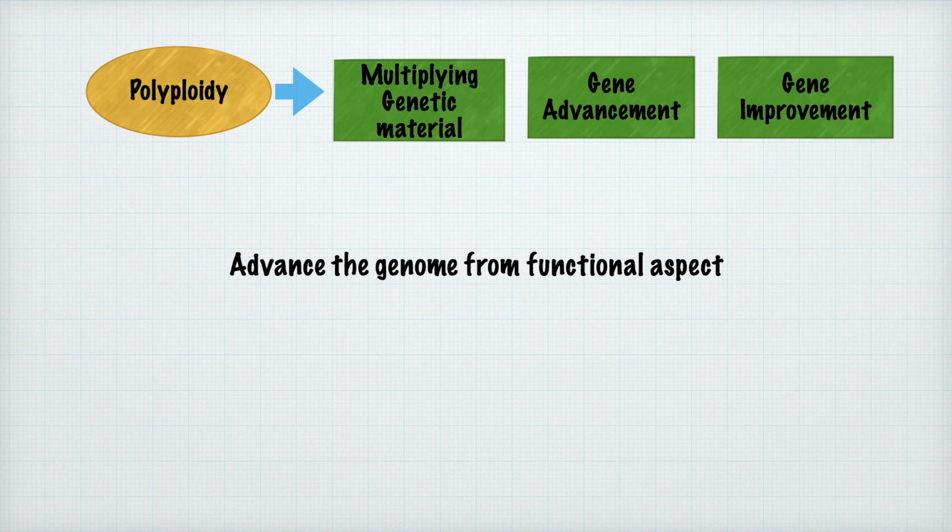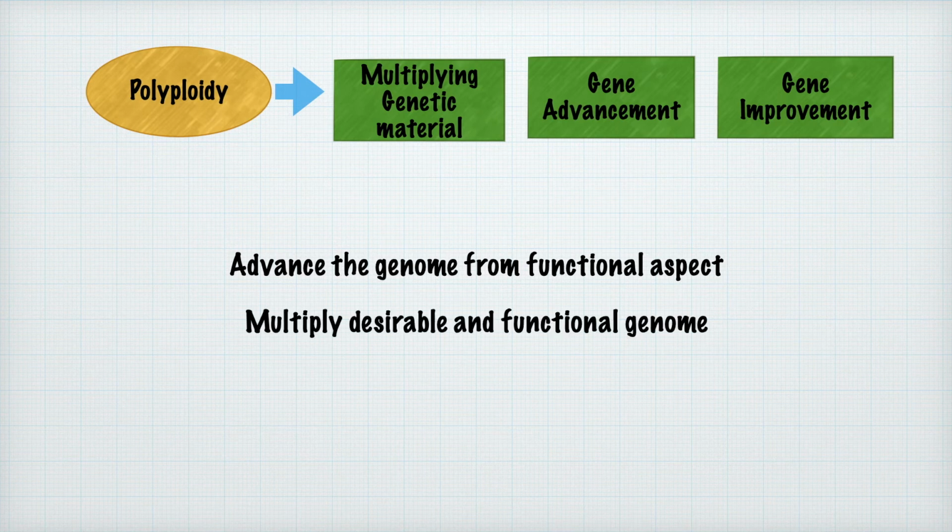It advances the genome from functional aspects and multiplies the desirable and functional genome, so that our wanted, the most desirable characteristics or traits would be multiplied, advanced and improved so that we will have that property. For example, if a plant is known for high yielding, we can multiply that high-yielding gene, so that we will have more production in the next generation.